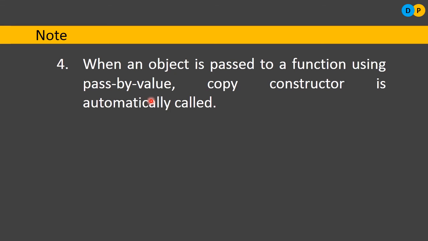So when an object is passed to a function, how are we passing it? By passing by value. Then also the copy constructor will be automatically invoked. You can notice here there is a function by the name test. Its return type is void, and the function test considers an object B of type X.